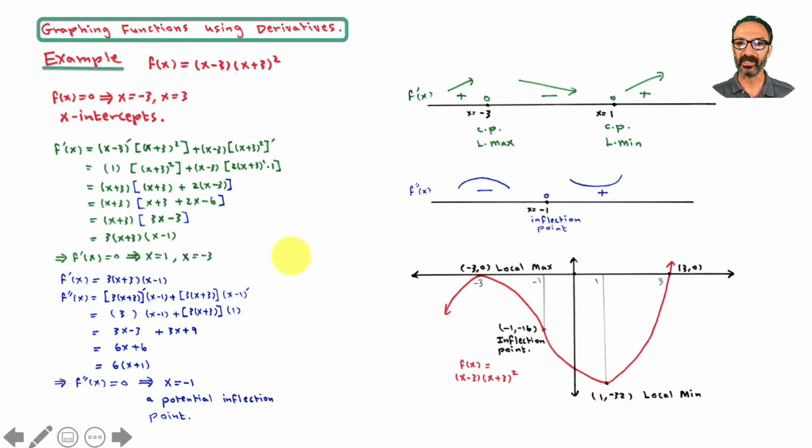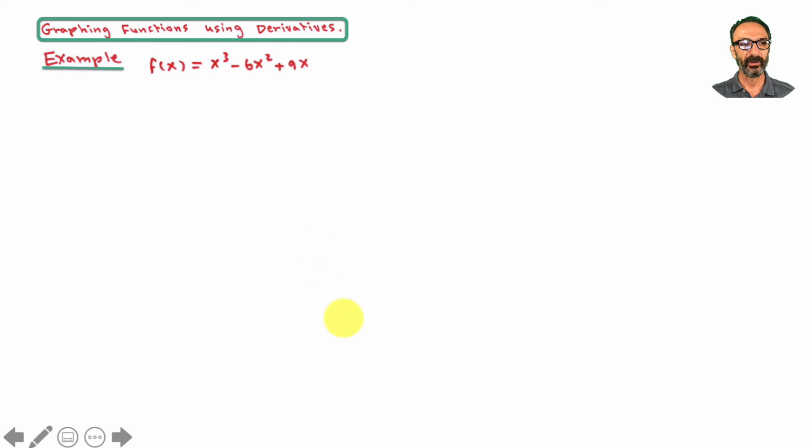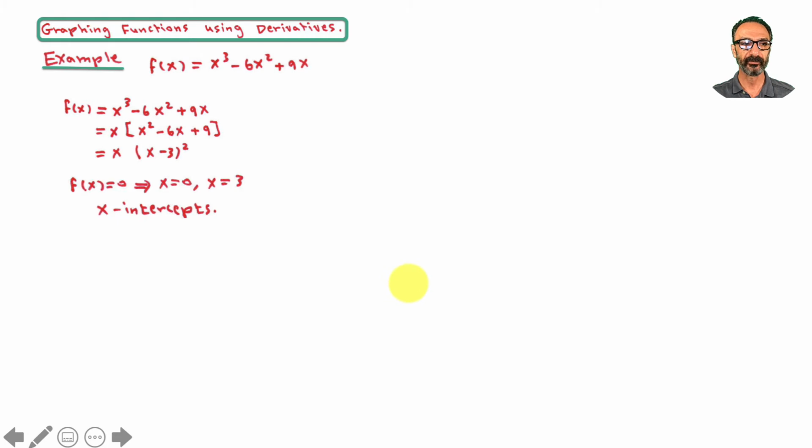Okay, let's take more examples. x cubed minus 6x to the second plus 9x. This is f of x. I factored x out. Then this gets factored to x times x minus 3 to the second. Set it equal to 0 to look for the zeros or where the graph crosses the x-axis. I get 0 and 3. 0 from here, 3 from here. Okay, let's go after f prime. If this is f, this is f prime.